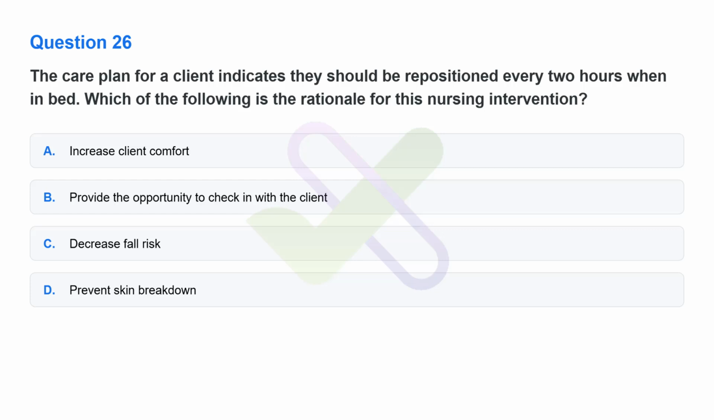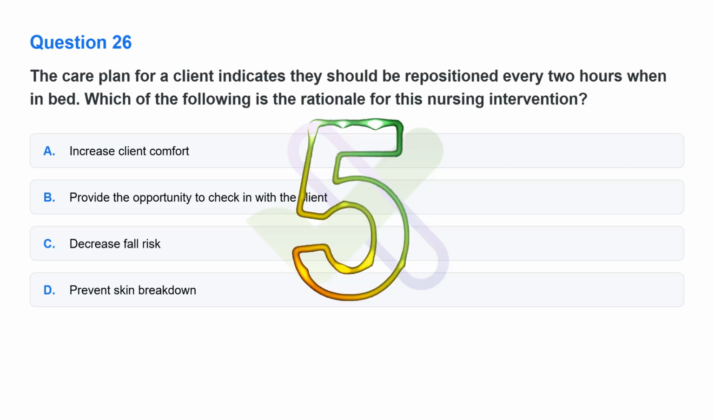The care plan for a client indicates they should be repositioned every 2 hours when in bed. Which of the following is the rationale for this nursing intervention? A, Increase client comfort. B, Provide the opportunity to check in with the client. C, Decrease fall risk. D, Prevent skin breakdown.